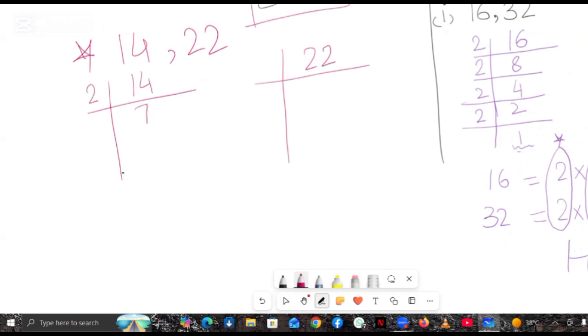2 7 times 14. After that, 7 1 times 7, because 7 is a prime number. It comes in the table of 1 and itself. After that, 22. First of all, 22 comes in the table of 2. 2 11 times 22, then 11 1 times 11.